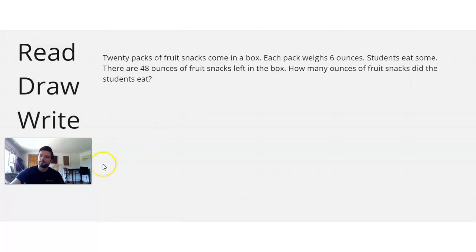Let's read it together. 20 packs of fruit snacks come in a box. Each pack weighs 6 ounces. Remember, an ounce is something that we use to weigh something. Students eat some. Then there are 48 ounces of fruit snacks left in the box. How many ounces of fruit snacks did the students eat? As usual, what we're going to do is circle the important numbers to this problem. So we know 20 packs of fruit snacks come in a box. Each pack weighs 6 ounces.